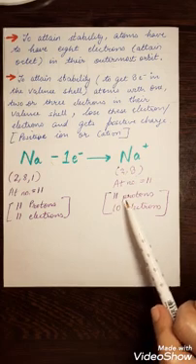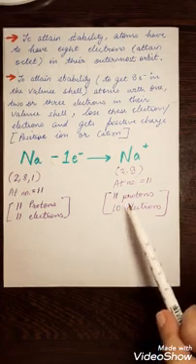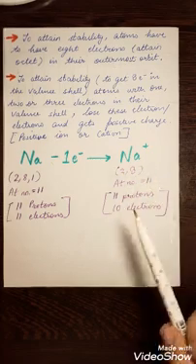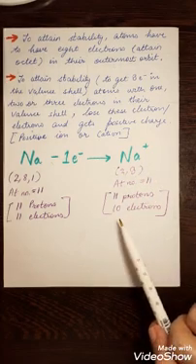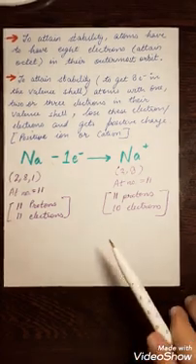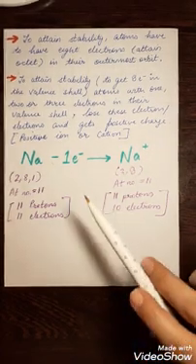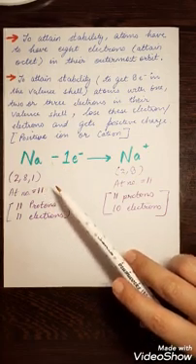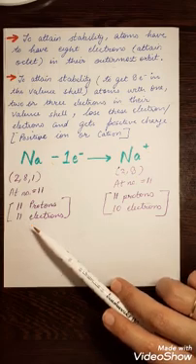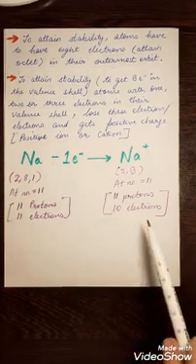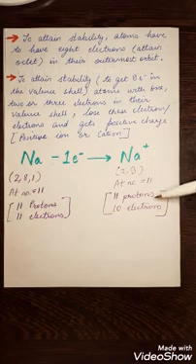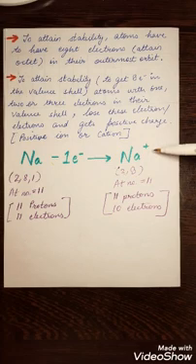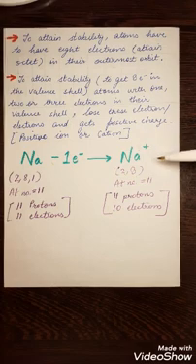And how many positive charges? 11 positive charges there. And how many negative charges now? They are not 11. Now electrons become 10. Why? Because one electron has been lost from the sodium atom. So 11 minus 1 electron, how many electrons? 10 electrons are left now. That's why the positive charge has increased by 1 unit. So only one positive charge, or you can write just a single positive charge. No number in front of it.